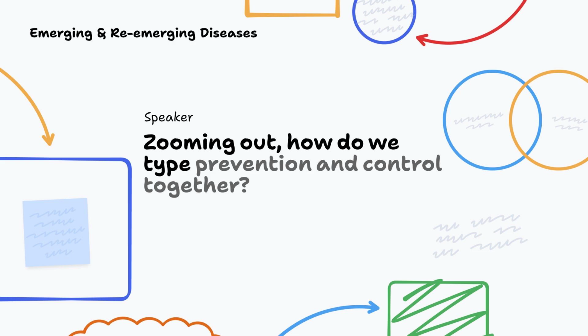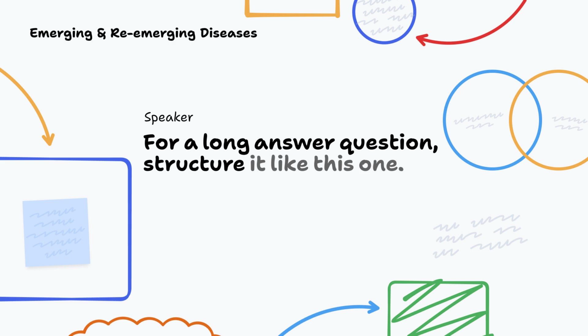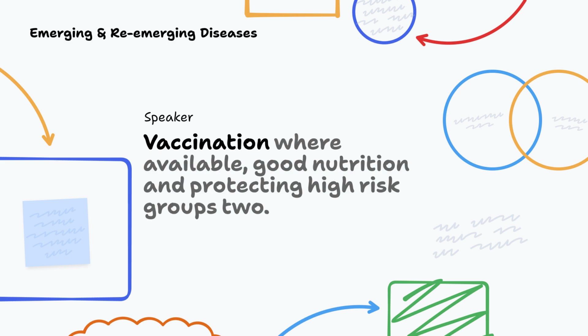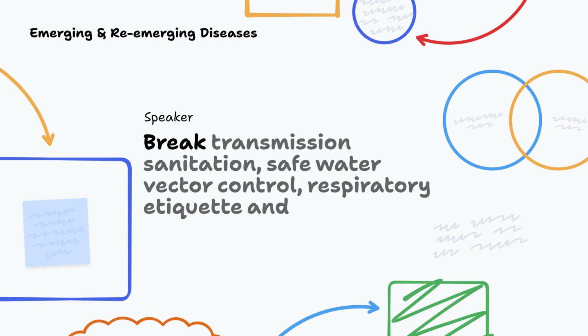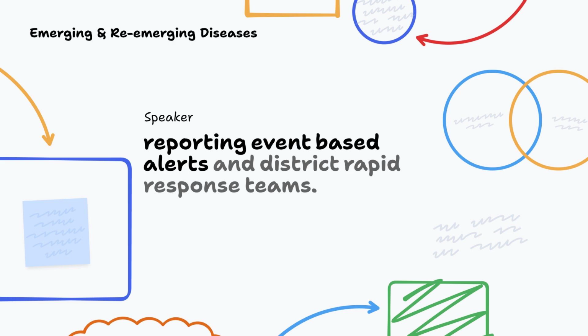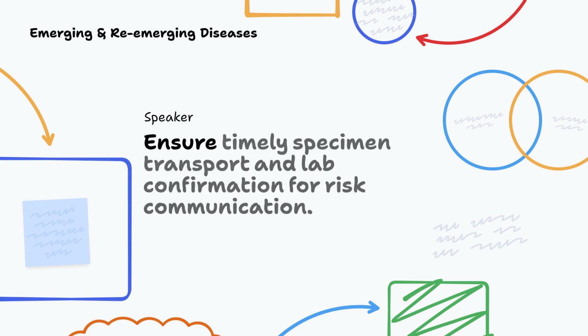Zooming out, how do we tie prevention and control together for a long answer question? Structure it like this. 1. Strengthen host defenses, vaccination where available, good nutrition, and protecting high-risk groups. 2. Break transmission, sanitation, safe water, vector control, respiratory etiquette, and standard precautions in healthcare. 3. Surveillance to action. Maintain IDSP or IHIP reporting, event-based alerts, and district rapid response teams. Ensure timely specimen transport and lab confirmation.